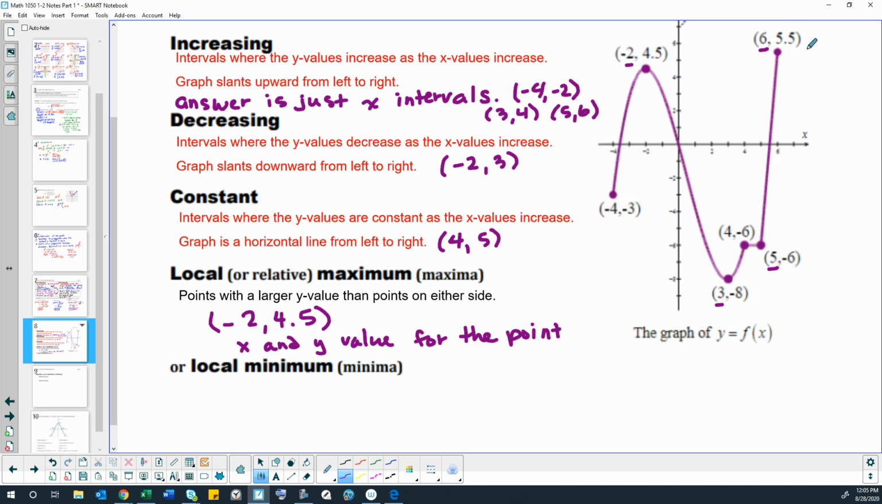If you're wondering if this endpoint here is a local maximum, it's not. Why is it not? If we look at our definition, points with a larger y value than points on either side of it. This one is like a hill in our graph. It goes up to the peak, mountain peak, and then down the other side. This one goes up and stops. It doesn't have any points going down on the other side. So endpoints are never going to be minimums or maximums. You might want to make a little note that says never an endpoint.